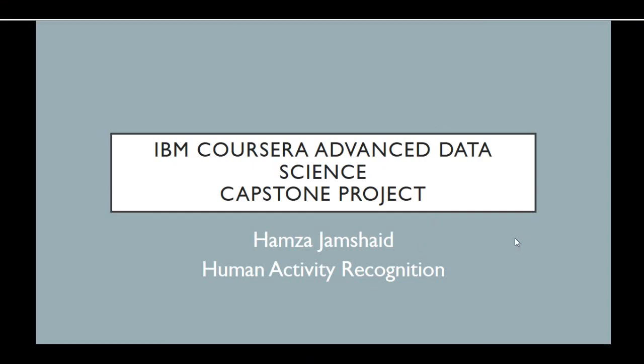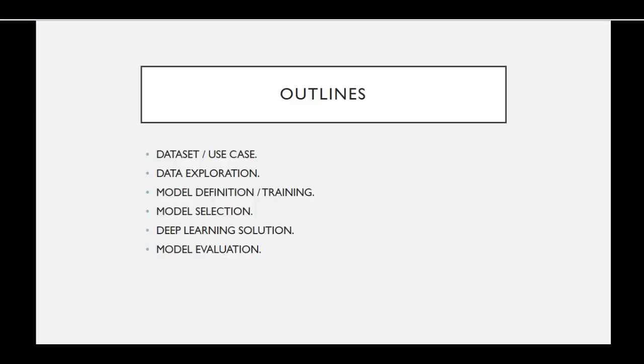Hello, and welcome to our presentation on the IBM Advanced Data Science Capstone project. Our project title is Human Activity Recognition. In this presentation, we'll discuss the dataset, our use case, we'll explore the dataset, we'll also define our model, we'll select the most optimal model, we'll also apply a deep learning solution, and finally we'll evaluate our model.